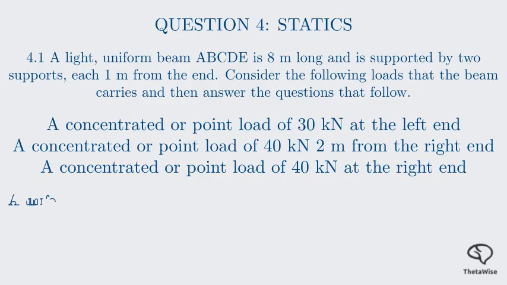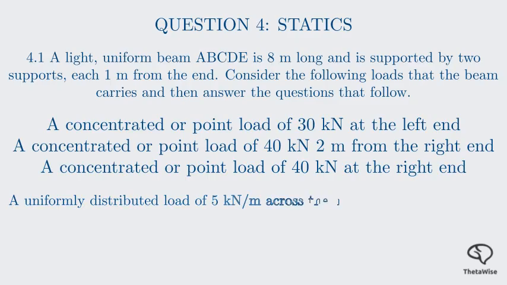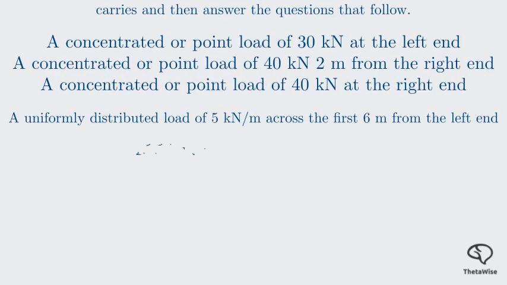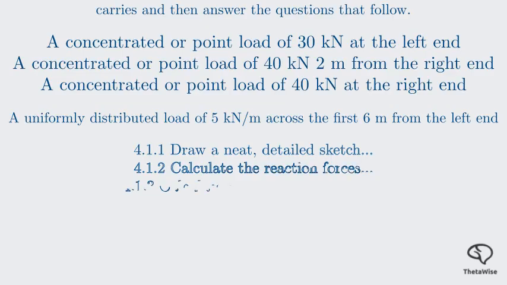In addition to these point loads, we have a uniformly distributed load, or UDL, of 5 kilonewtons per meter spread across the first 6 meters of the beam from the left end. Now, let's break this down into the specific tasks. First, draw a neat, detailed sketch. Second, calculate the reaction forces.